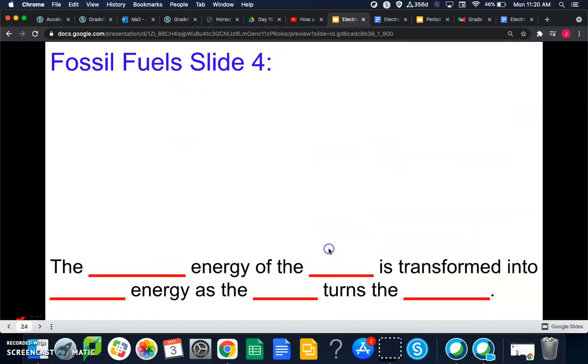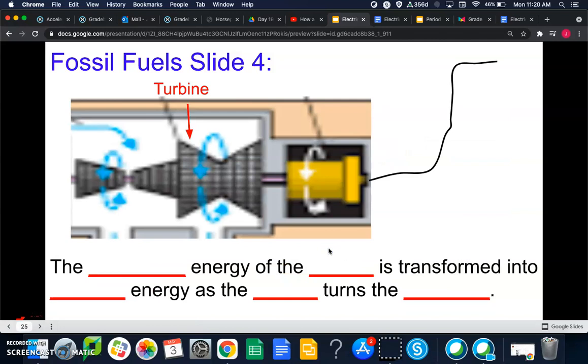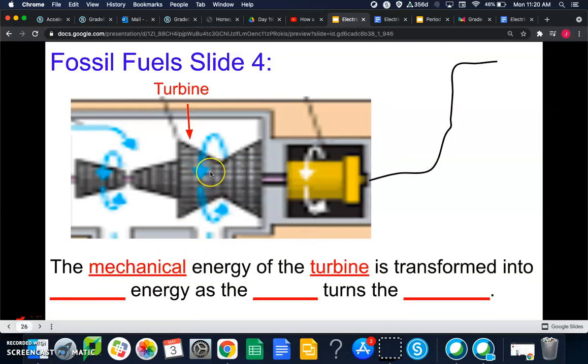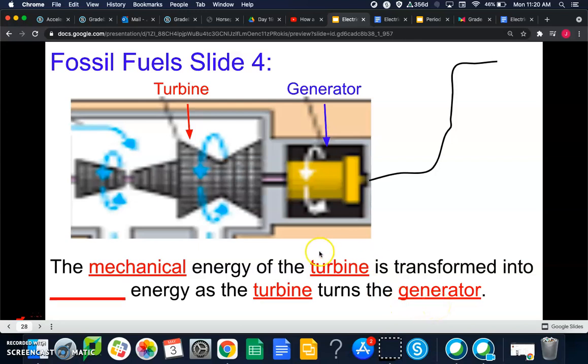Okay, and so then what happens next? Well, up next, the mechanical energy of the turbine is going to spin this generator, right? So the turbine's going to turn the generator, and when that happens, the generator is going to generate electricity. So basically the mechanical energy is being turned into electrical energy.